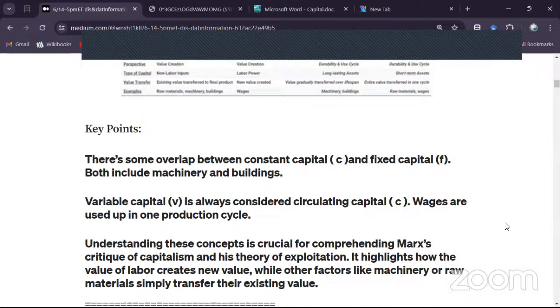Understanding these concepts is crucial for comprehending Marx's critique of capitalism as a theory of exploitation. It highlights how the value of labor creates new value, while other factors like machinery or raw material simply transfer their existing value. But you can see that it's subtle, and raw materials in one instance, at one level of production, can also be capital once these transfers take place.